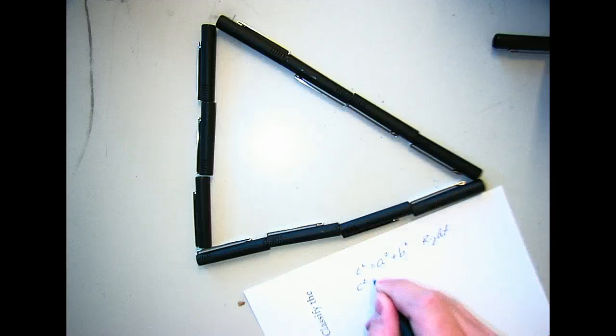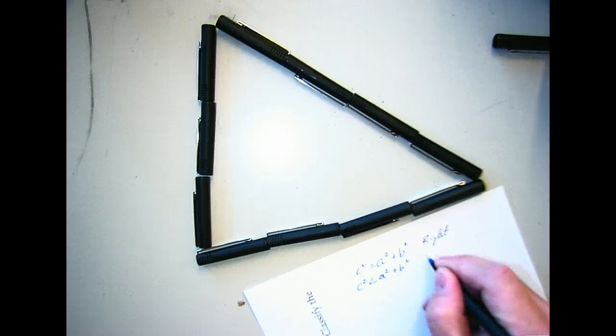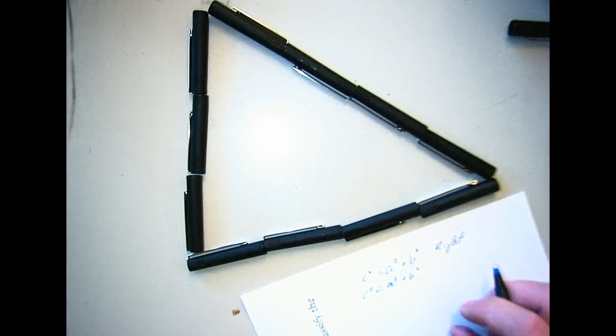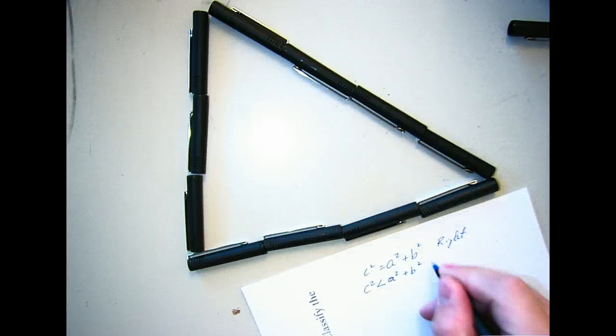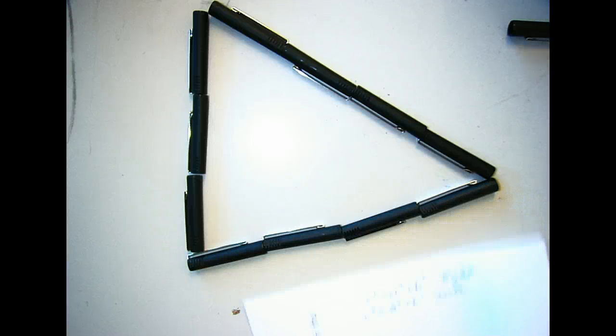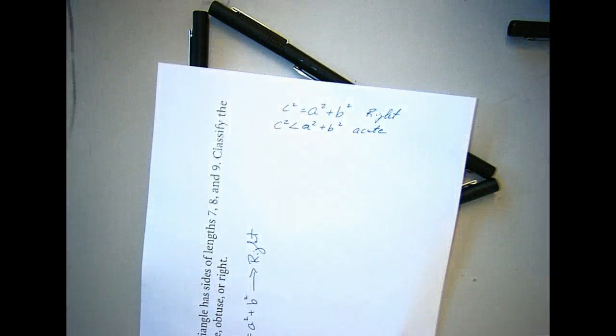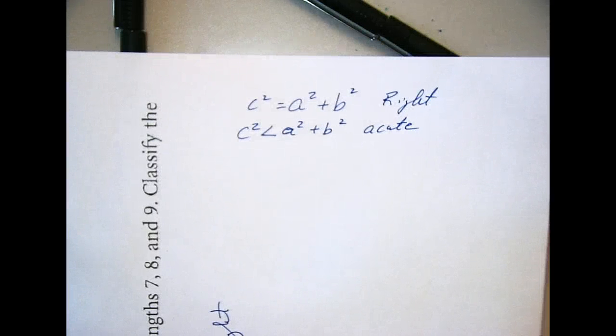However, if c squared is less than a squared plus b squared, what type of triangle is it? What type of triangle do we have? Yeah, it's an acute triangle. Okay, so what statement am I missing there? Cameron? Greater than. C squared is greater than a squared plus b squared.